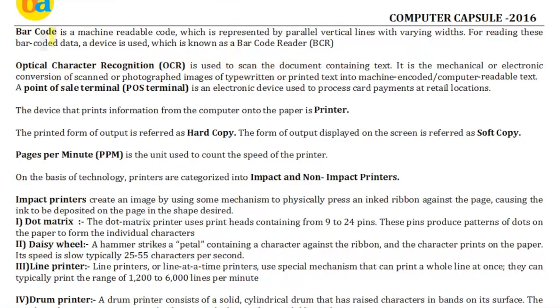Then the next important term that we have is optical character recognition, or OCR. It is used to scan the document containing text. There was also a question in a recent examination regarding point of sale terminal. So let us see what this is. A point of sale terminal is an electronic device used to process card payments at retail locations. So if you have used your debit or credit card, you might have seen that they use a device to complete the payment procedure. That is called the POS terminal or point of sale terminal.